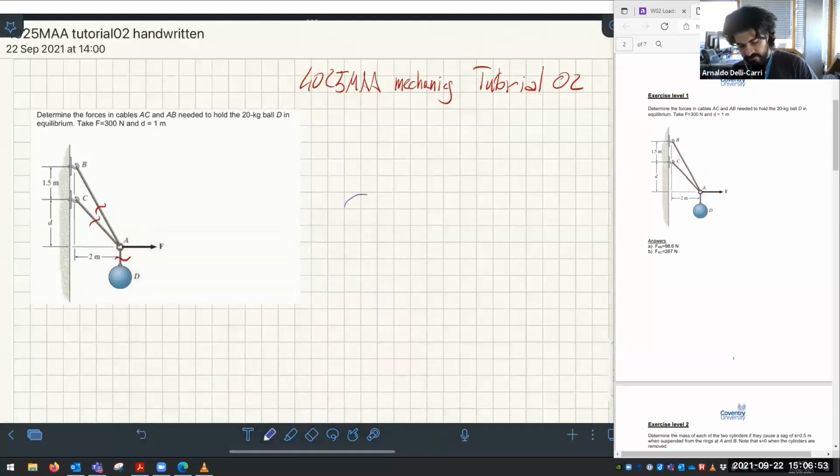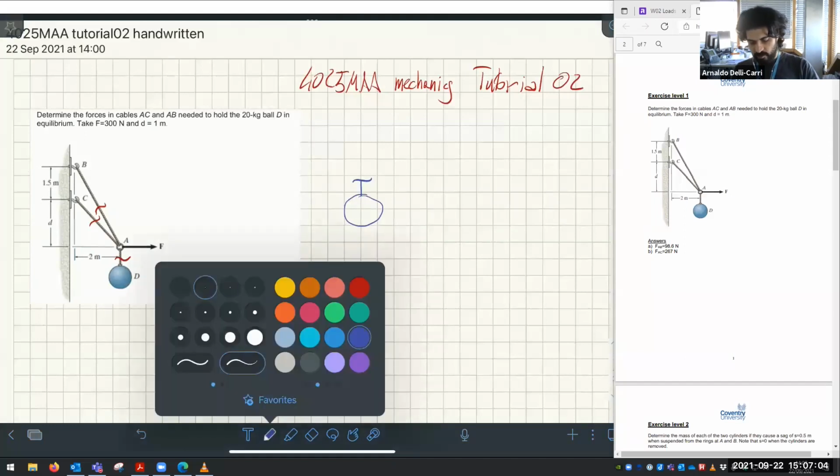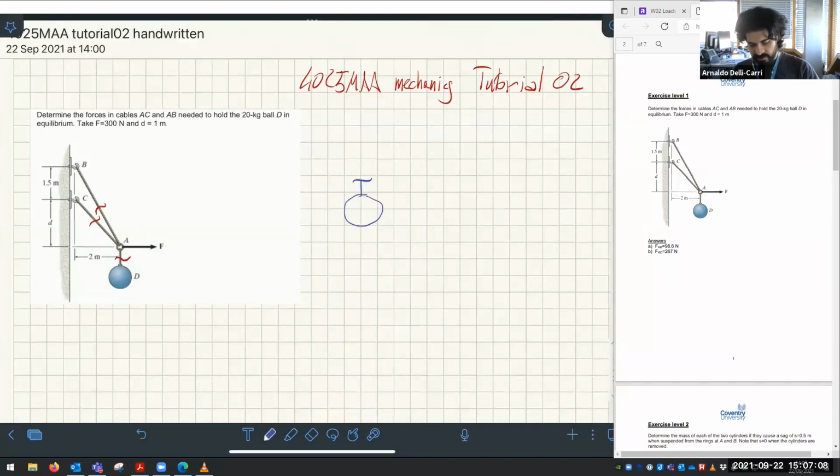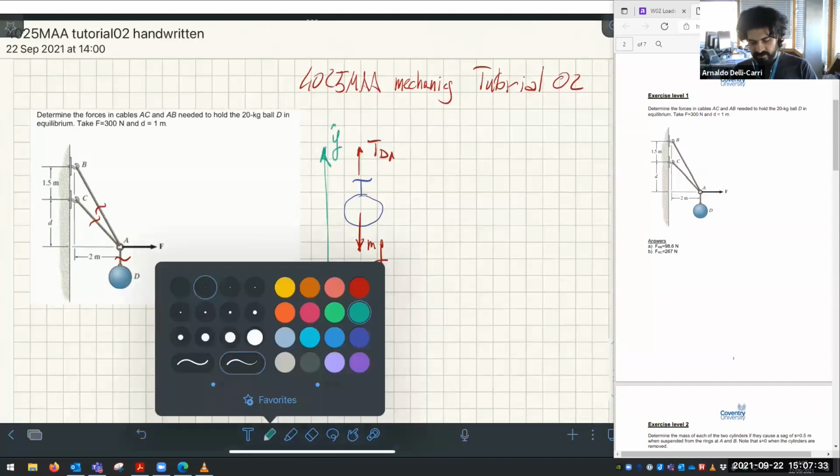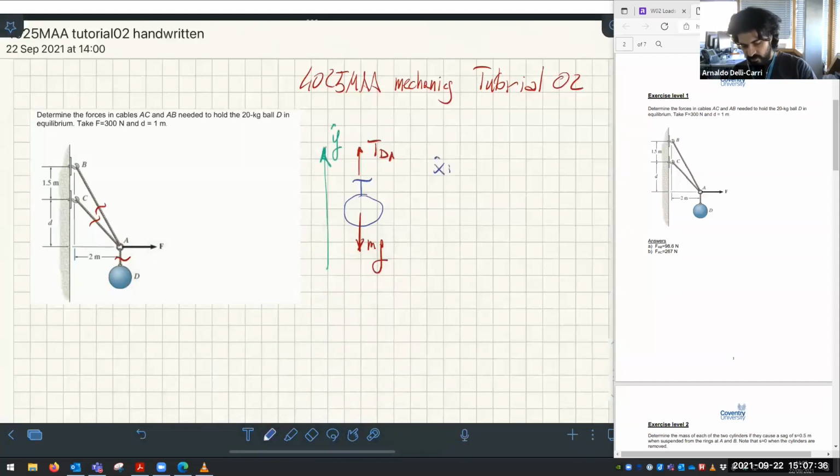You cut here and have the ball like this. How many forces are acting here on the ball? Two. That would be the weight of the ball in red, mg, and of course the tension on D from A, so TDA. Assuming we have a y-axis pointing in this direction, what is the equation for this ball? Let's have x, y, and z. Let's call this the center of gravity G of the ball.